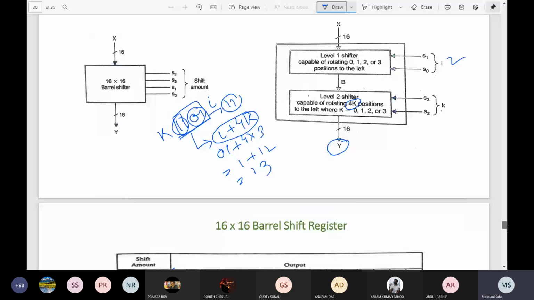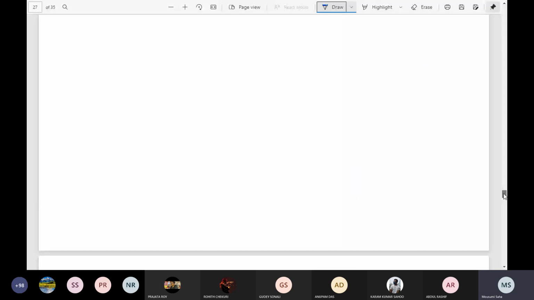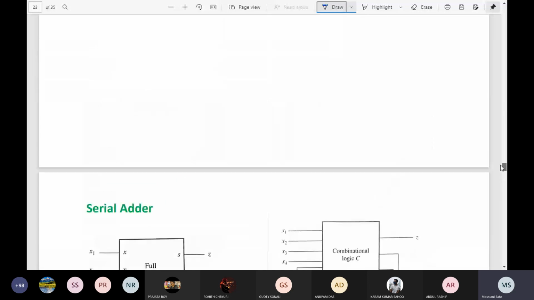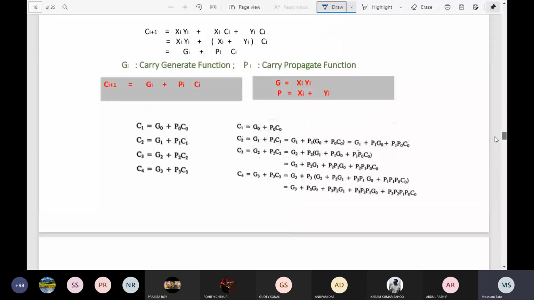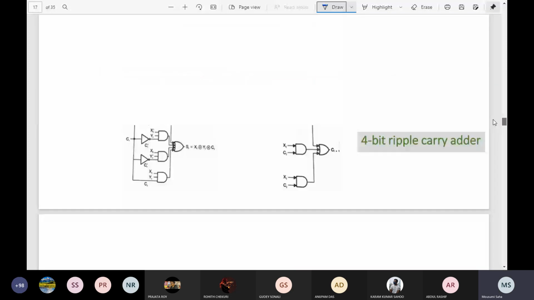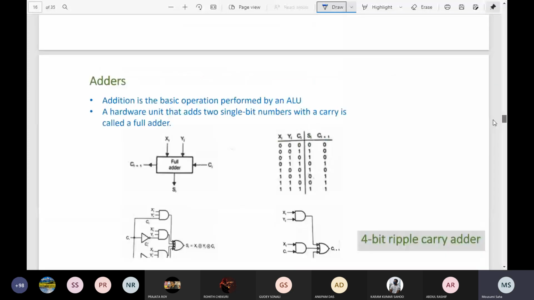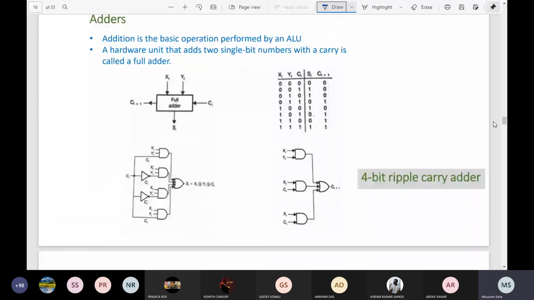Now next, I have told you, please try to find out the different delay times. What time will be required to execute the ripple carry adder, and what time will be required to compute the addition value with the help of the carry look ahead adder circuit.